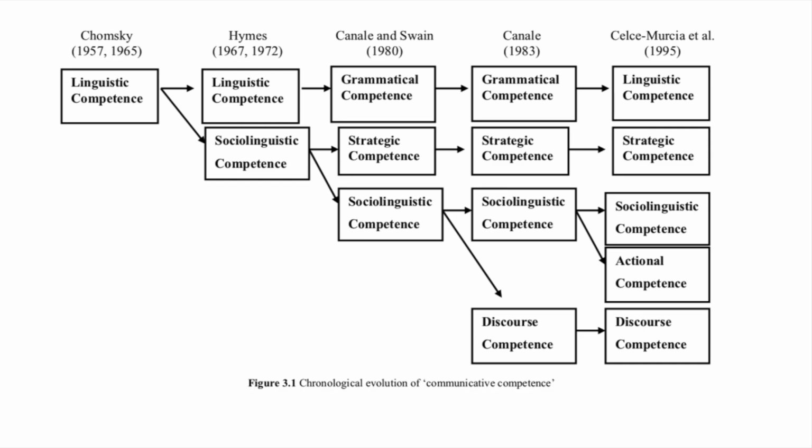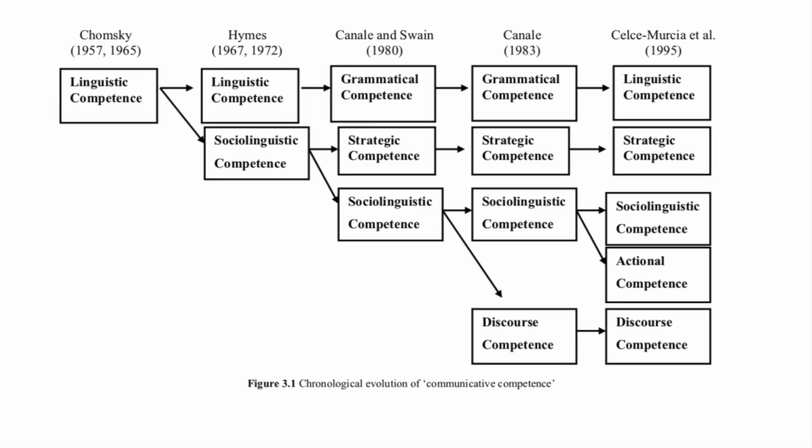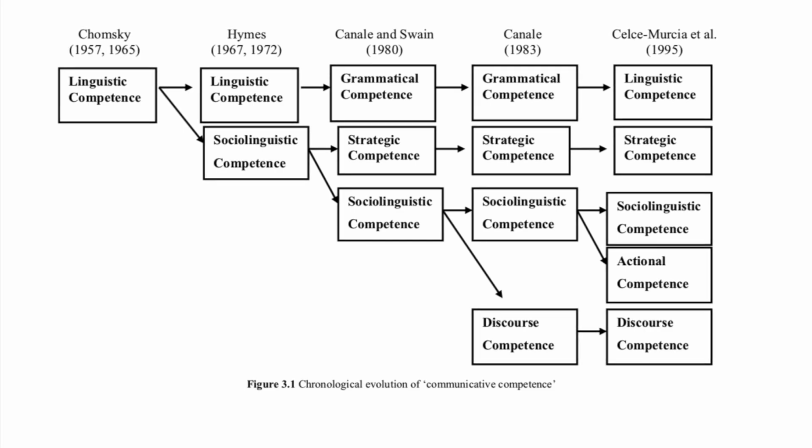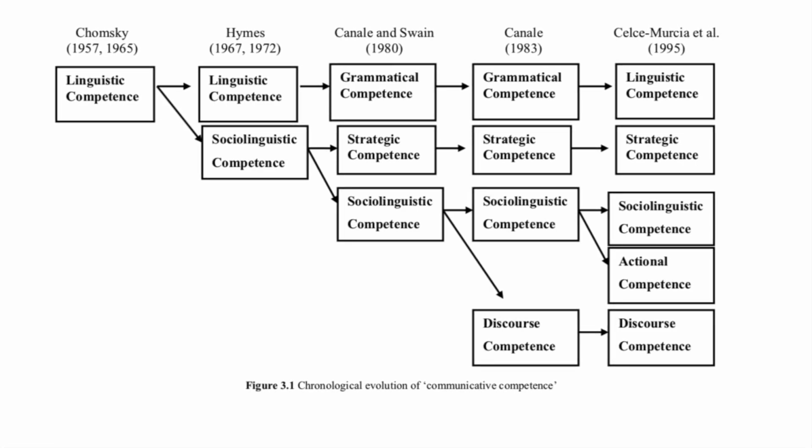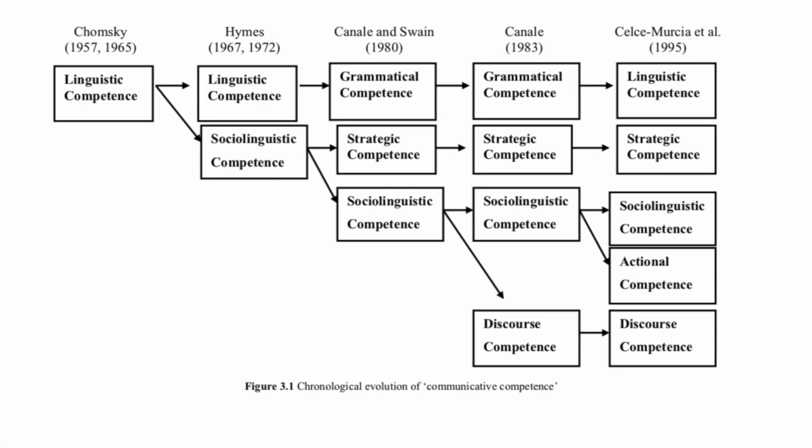Now that we've discussed a little bit about what CLT is, let's get into one of the key ideas behind it, communicative competence. I actually have a visual I'm going to use here. It's a graph that shows the chronological evolution of communicative competence. And you'll see at the beginning it starts with Noam Chomsky, then it goes to Hymes, then it goes to Canale and Swain, Canale again, and finally Celce-Murcia. It's really helpful because it shows that the idea of what it means to know a language has changed over time. So let me walk you through it real quick.